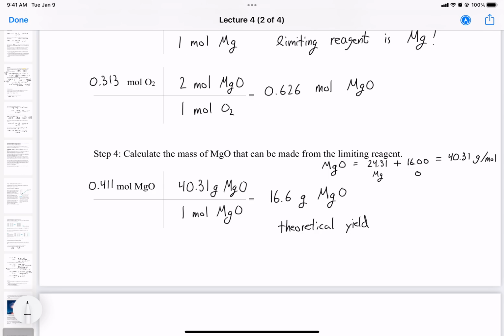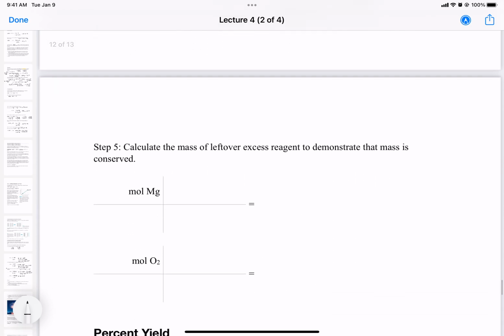Okay, sorry, I should have scrolled down first. Here we go. So we're going to calculate the leftover mass. So first off, we have 0.411 moles of magnesium, right? And we know that for every 2 moles of magnesium, my apologies, we are going to get 1 mole of oxygen, right? So this will tell us how much oxygen is consumed.